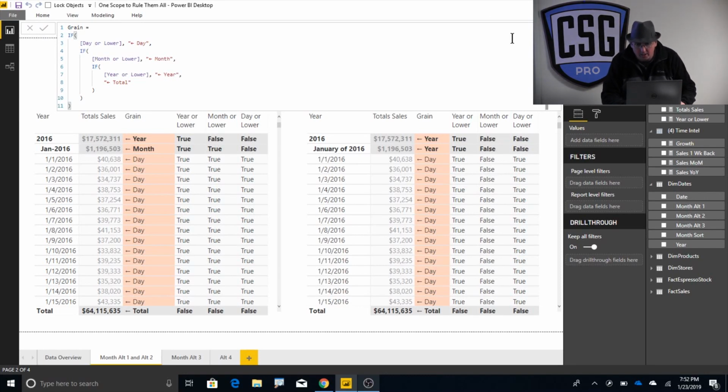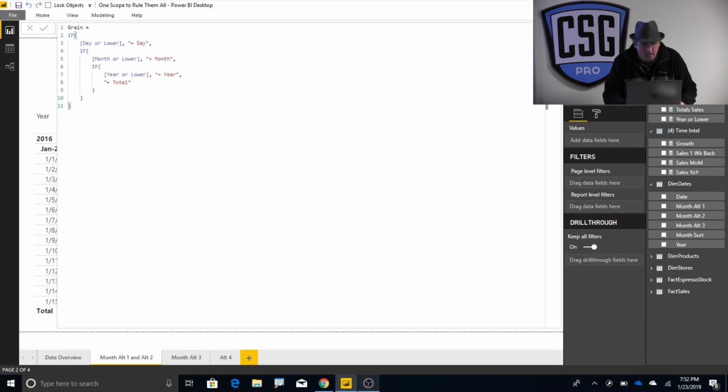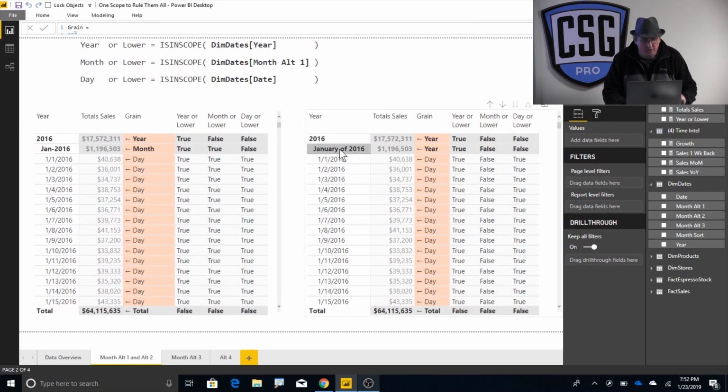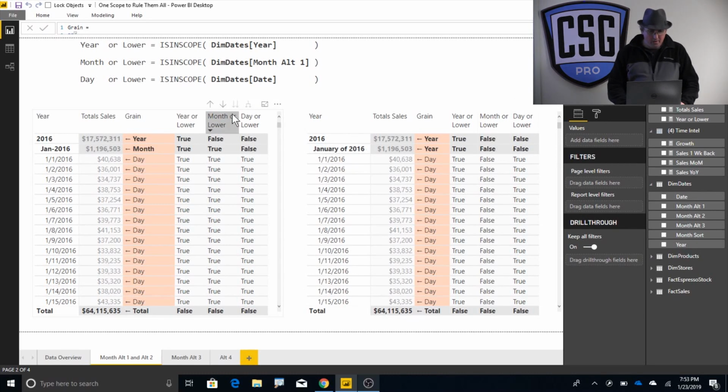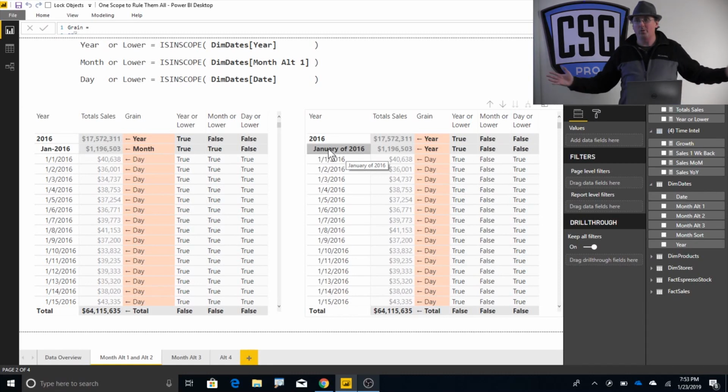Oh, let me close this. The January of 2016, the text string. It's a text string, that's part of it. But notice this and this. Two of these things are not like the other. They're both January of 2016, but they're different columns. If we look over here on this one, it's month alt 1. And if we look over here, it's actually month alt 2. This is a situation, I don't know if you guys run into this, I run into this all the time: we're in different parts of the report.